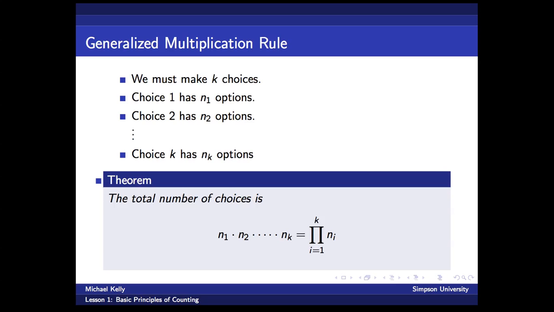Another notation for that is this capital pi, sub i equals 1 to k, of n sub i. I'm sure you've seen a sum before with the capital sigma for sum and pi for product. So the pi, when you see that, means to multiply over all the indices i equals 1 to k.